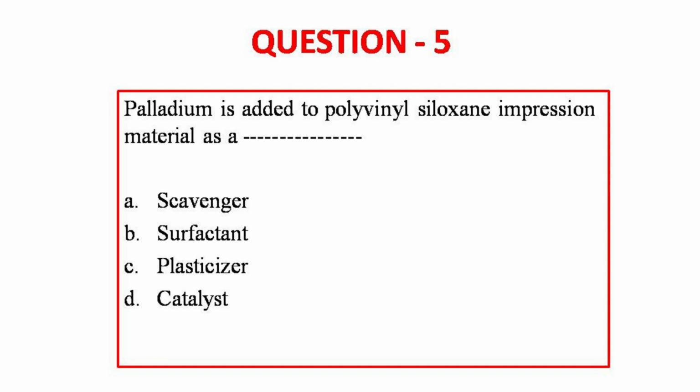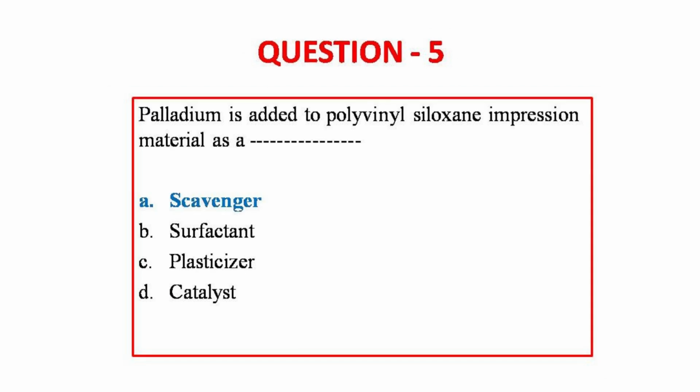Palladium is added to polyvinyl siloxane impression material as a scavenger, surfactant, plasticizer, or as a catalyst. The answer is scavenger. The palladium is added to polyvinyl siloxane impression material as a scavenger. So it actually aids in the setting of the impression.